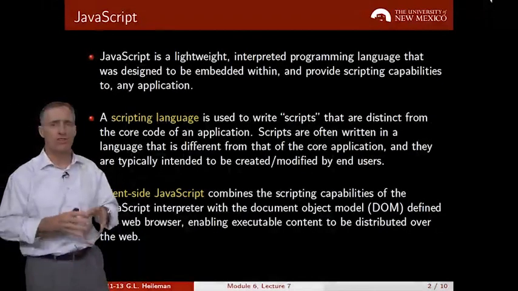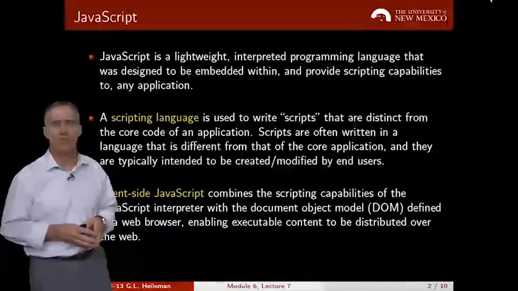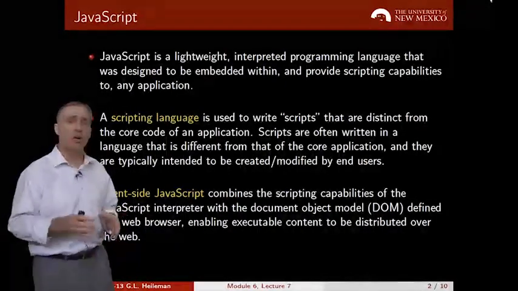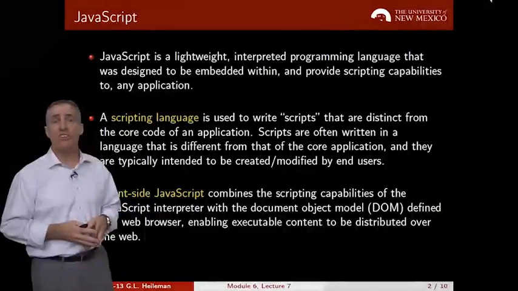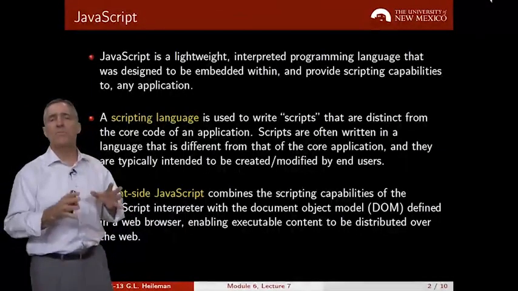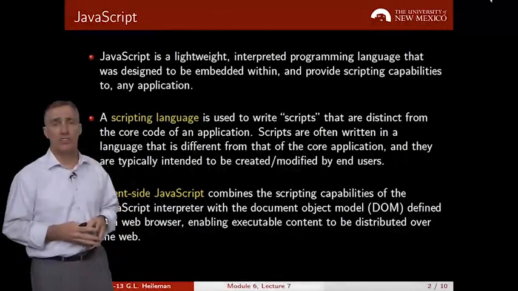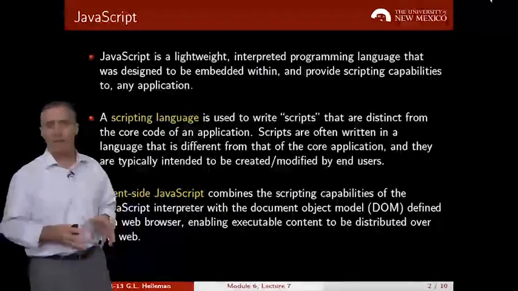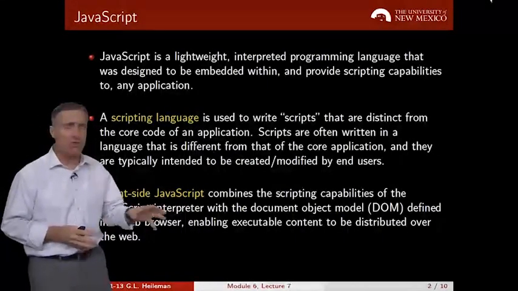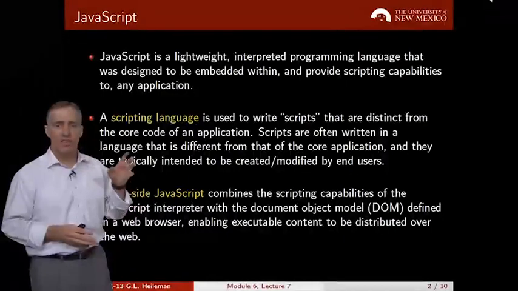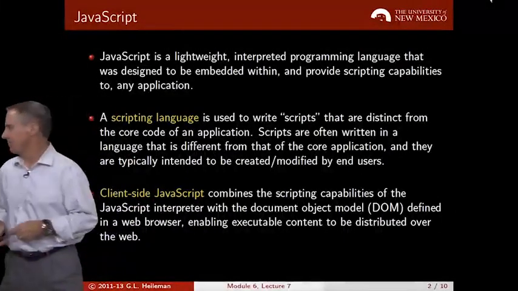What this means is there's a JavaScript interpreter in your browser, and we can send JavaScript code to the browser, and it'll be executed within your browser. So this combines the scripting capabilities of a JavaScript interpreter and the document object model, because that's what the script will act on, elements that are in your document object model.